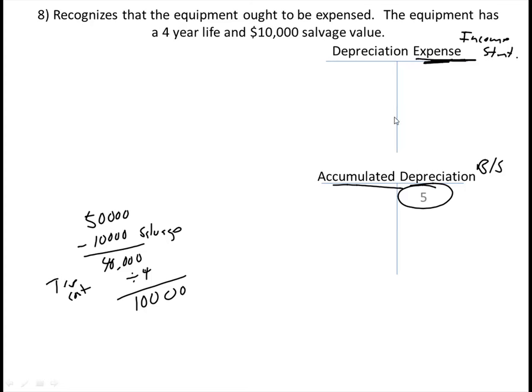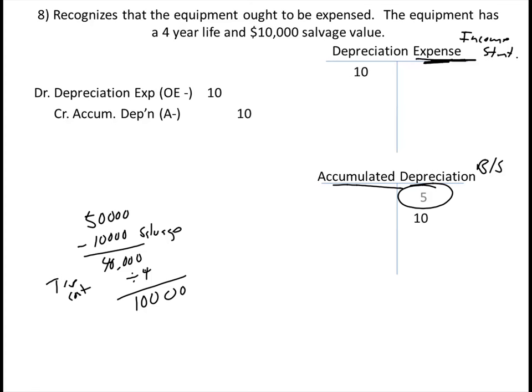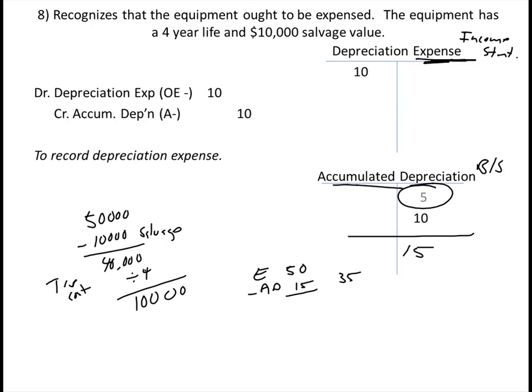The only time that these two accounts will have the same numbers in them will be the very first year of an asset. Going forward, what are we going to see? We're going to see a debit to depreciation expense for 10. We're going to see a credit to accumulated depreciation for 10, giving us an ending balance of 15. And when you look at the balance sheet, what are you going to see? We're going to see equipment of 50 minus accumulated depreciation of 15, giving us a depreciated cost of $35,000. To record the depreciation expense for the current period, and one last transaction.